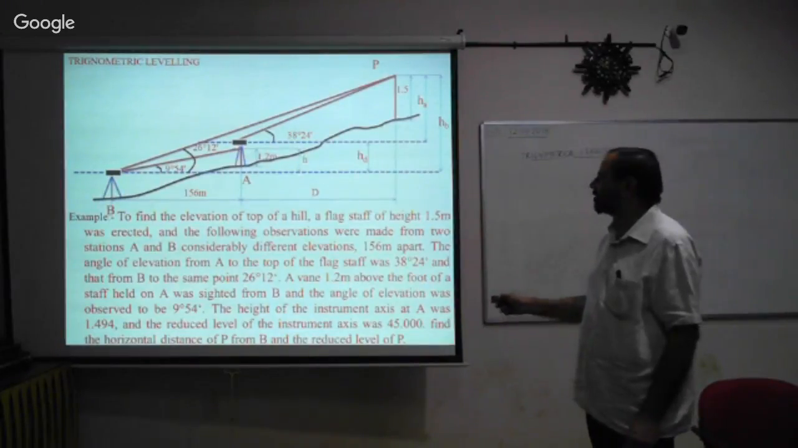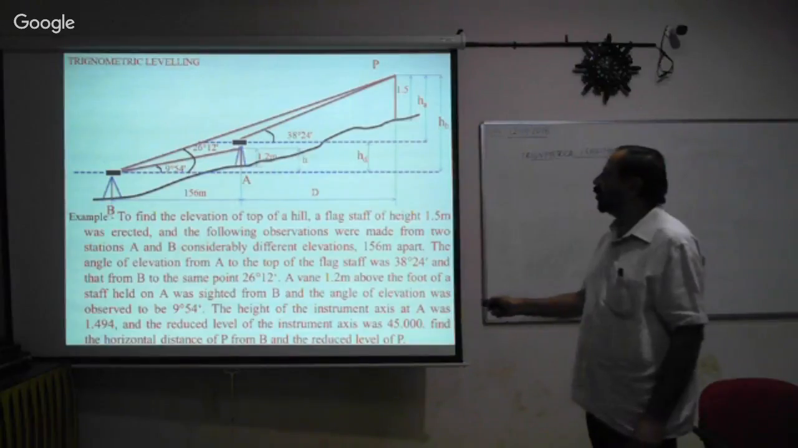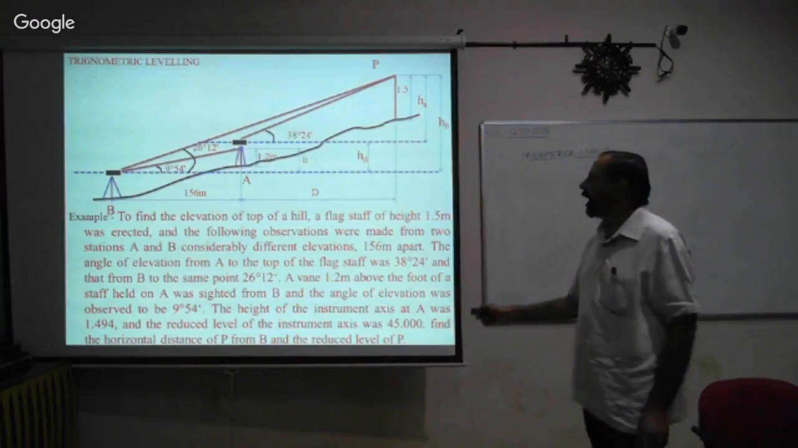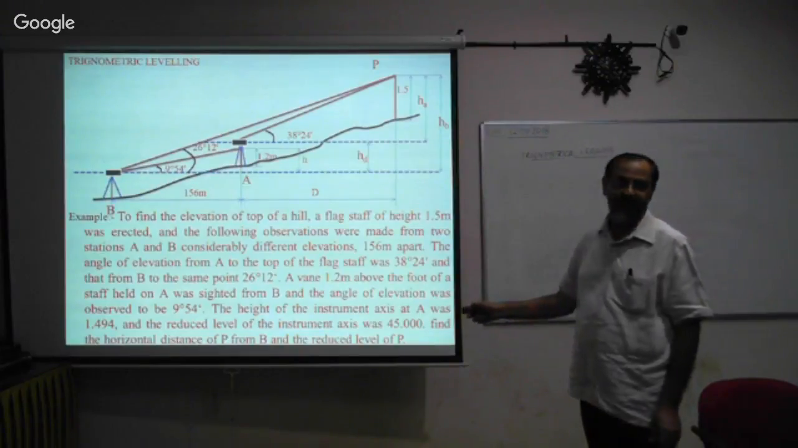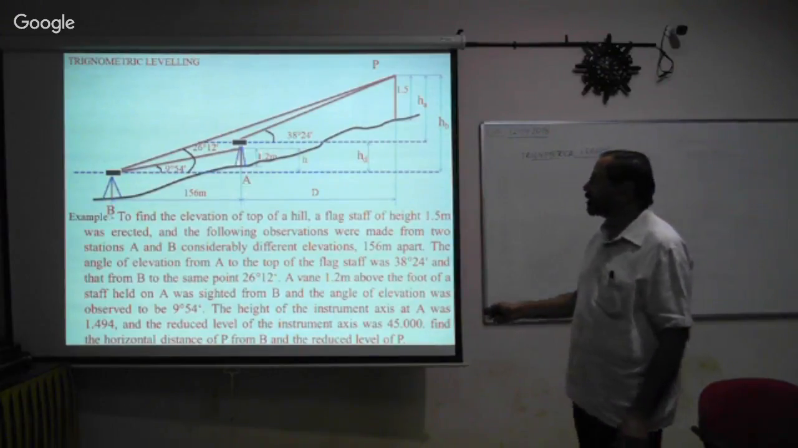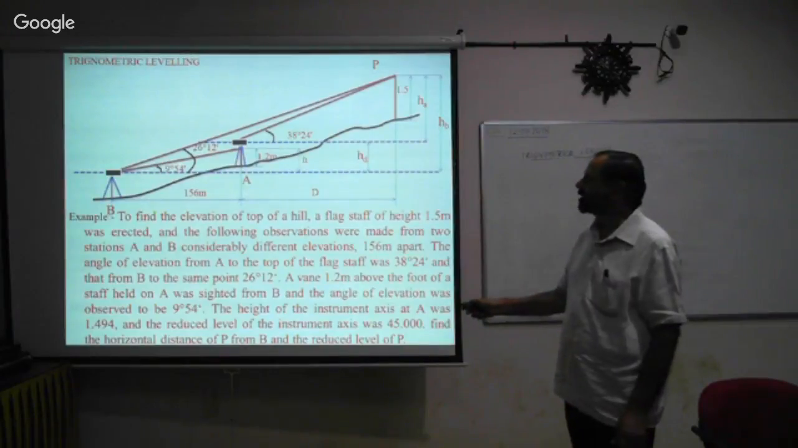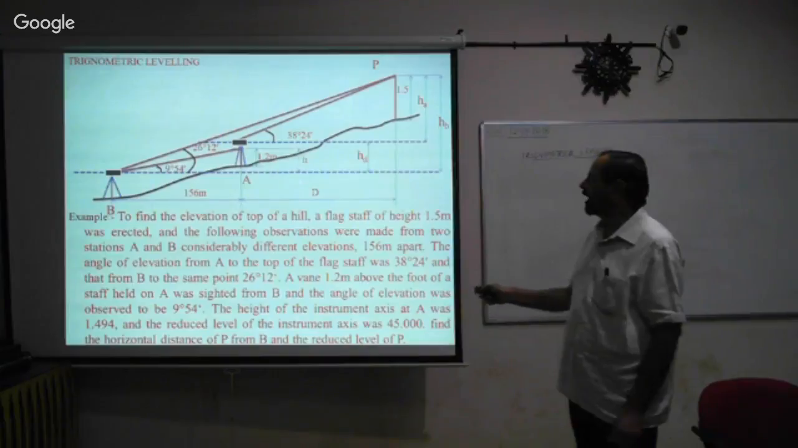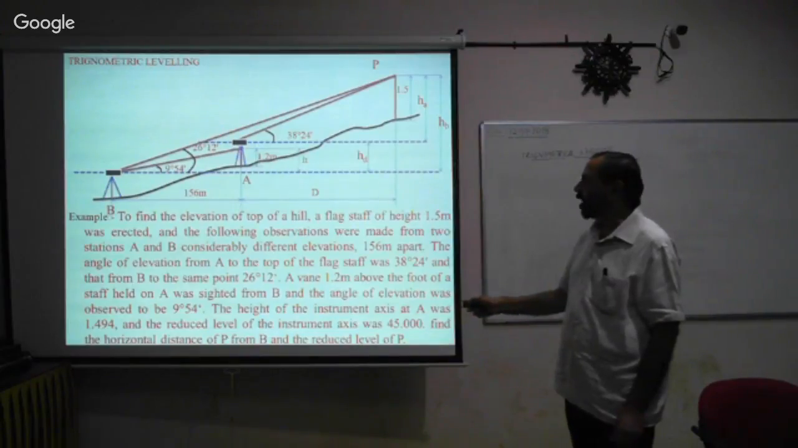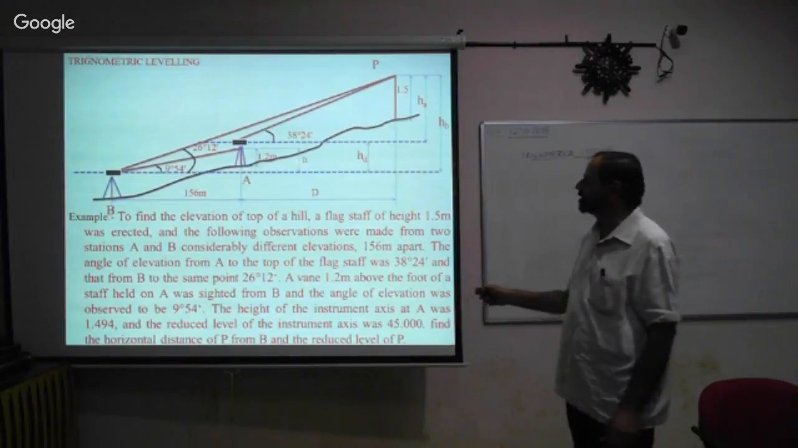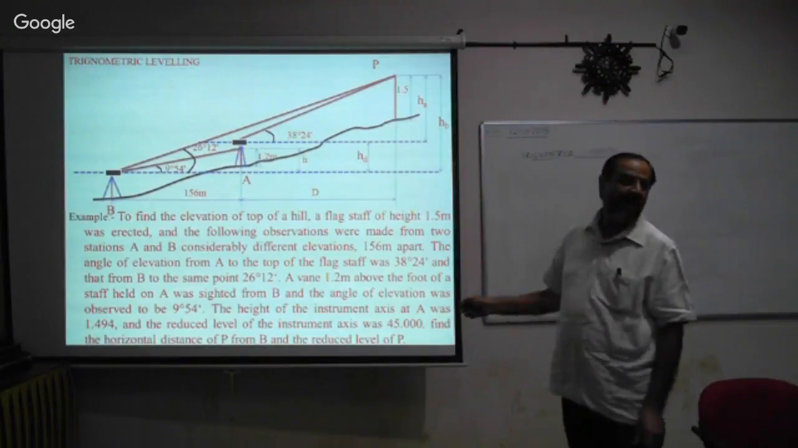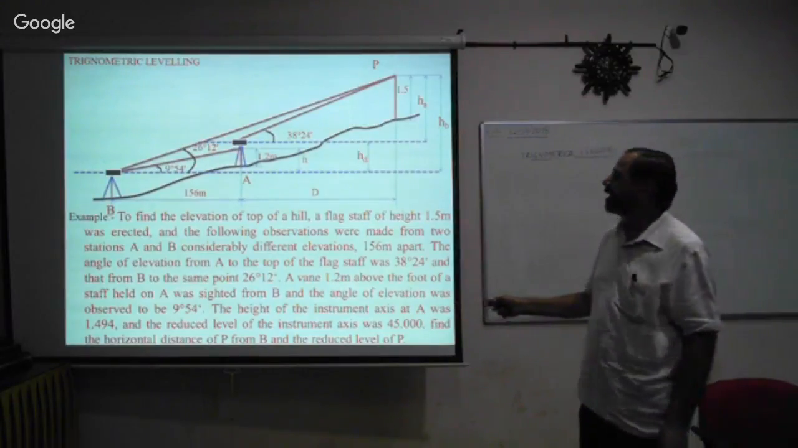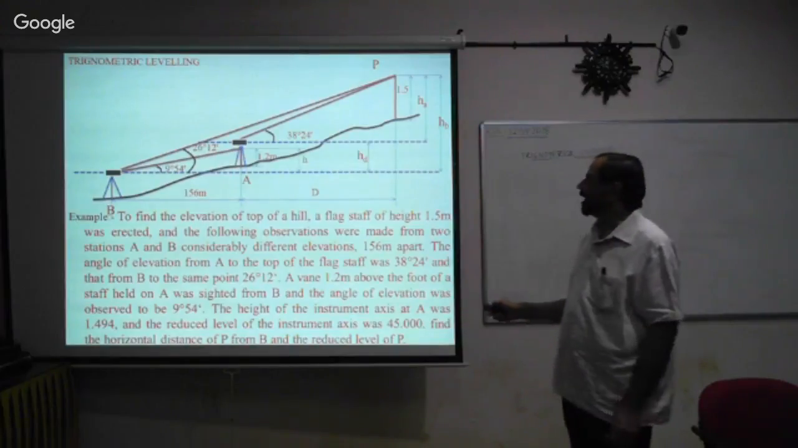First, let us calculate the height of the vane, which is kept 1.2 meters above the ground, and the angle measured from station B is 9 degree 54 minutes. Now, the distance is known, and this alpha angle is measured, so alpha is also known. Therefore, this height, that is the height of the vane above the instrument axis from station B, is calculated. Therefore, H is equal to V tan alpha.